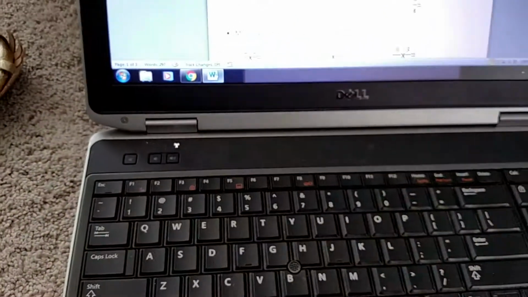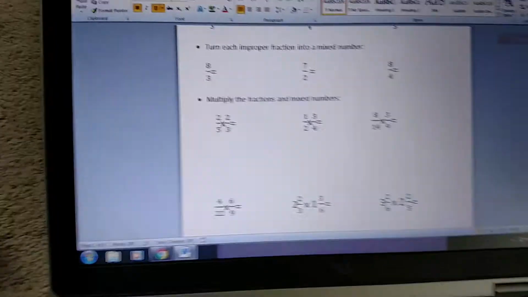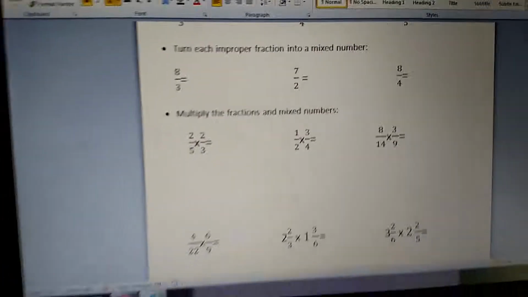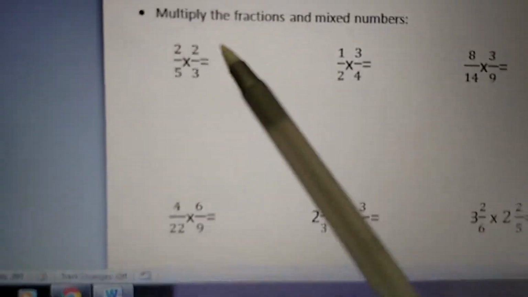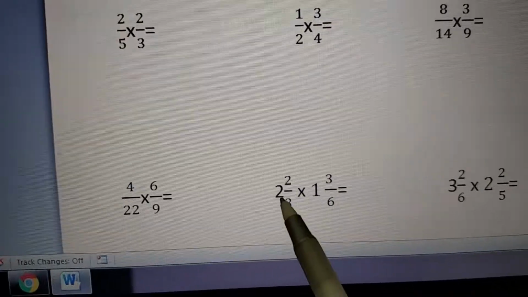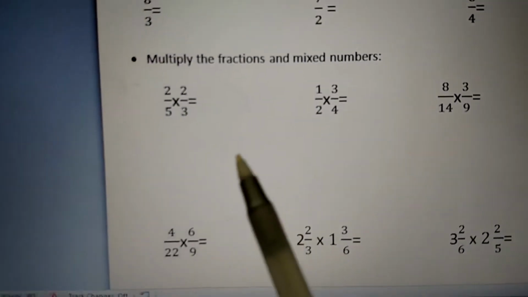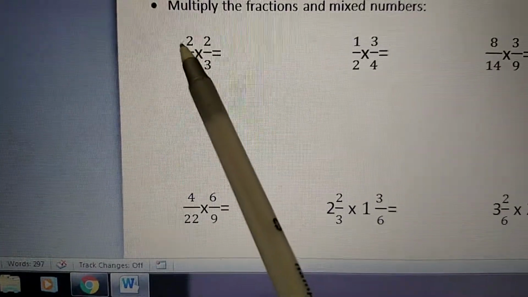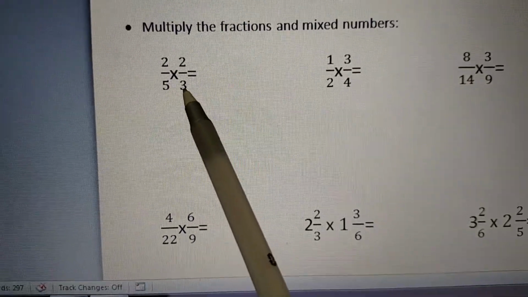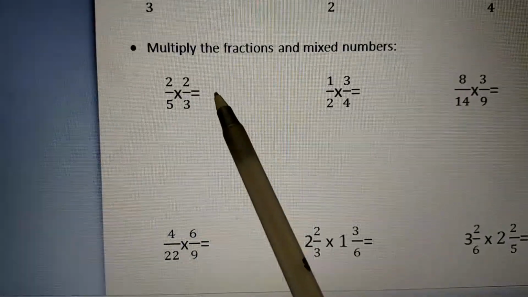The next section is they're going to multiply the fractions and mixed numbers. This section is probably one of the most important sections on the whole review sheet. We have these 3, actually 4, that are just fractions by fractions, and then these 2 that are just mixed numbers by mixed numbers. For a fraction times a fraction, you just do the numerators times the numerators, denominators times denominators. So 2 times 2 would be 4, 5 times 3 would be 15, so 4/15 would be your answer on that problem.